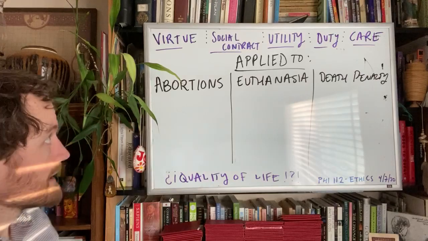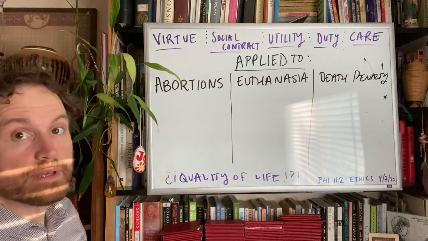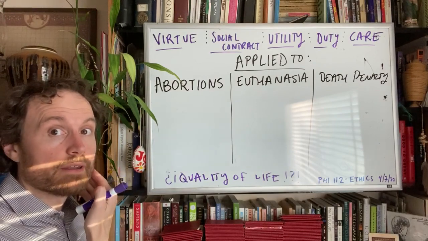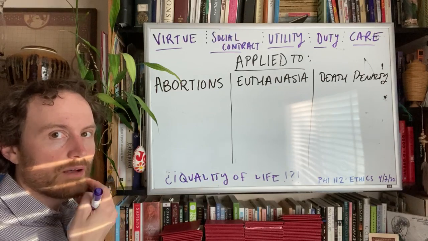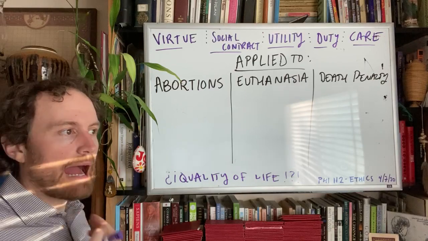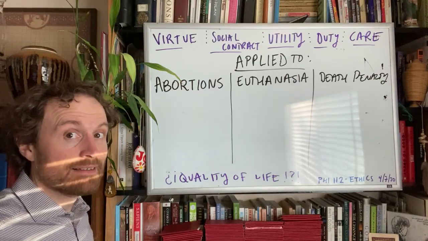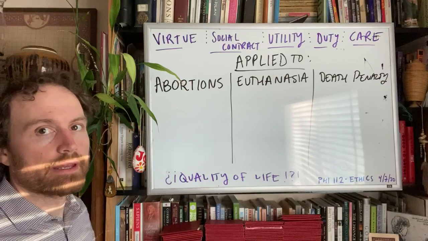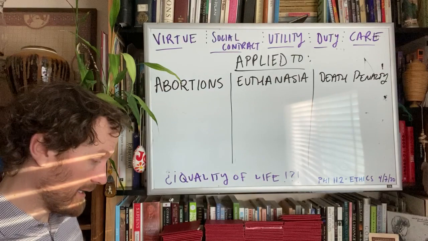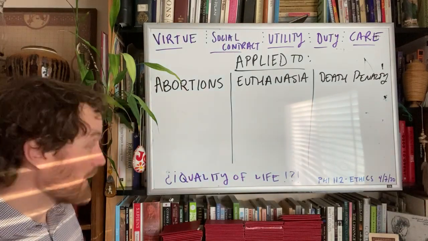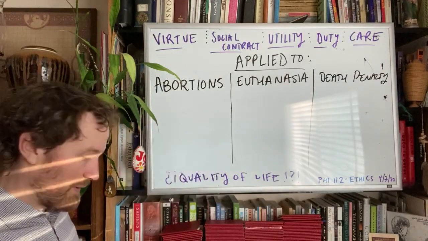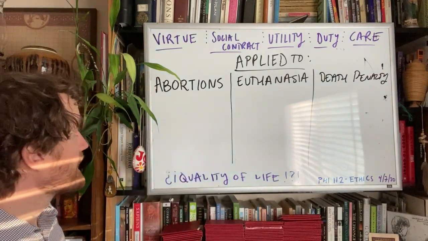A lot of these questions are going to touch on the big question about what is a quality life, and how able are we to assess quality of life, especially when we're looking into the future or when multiple people's lives are at stake, as is the case in abortion. So we're going to start with abortion, then go to euthanasia and the death penalty, and I'll see how quickly we can get through some of these to see what you think.